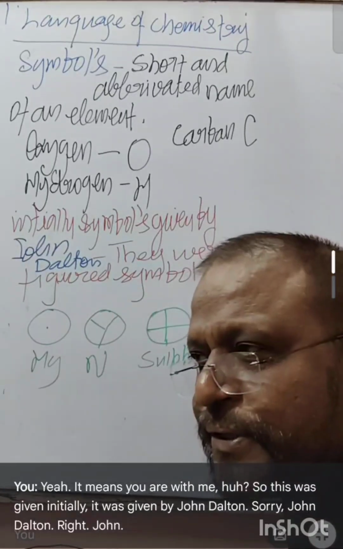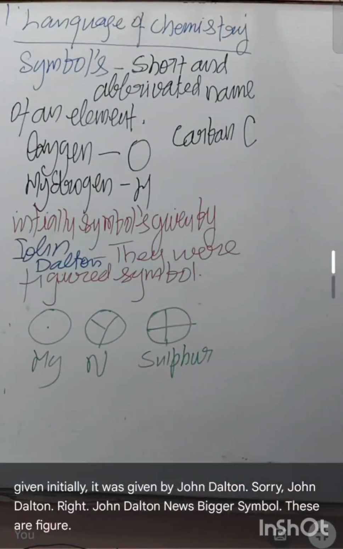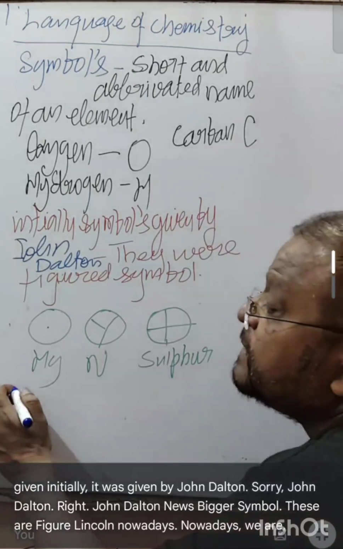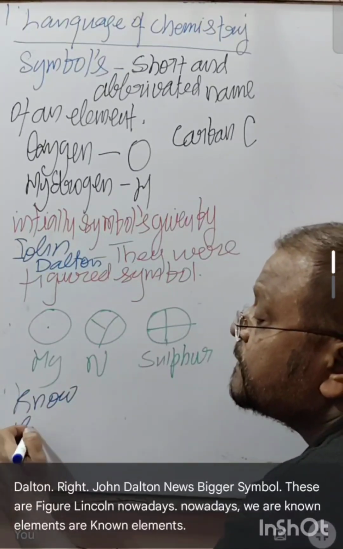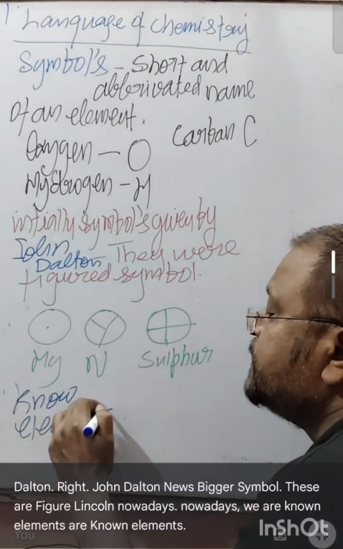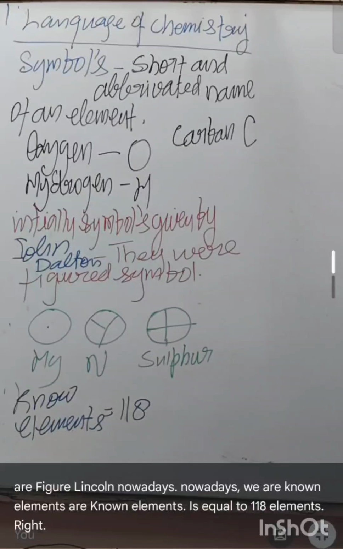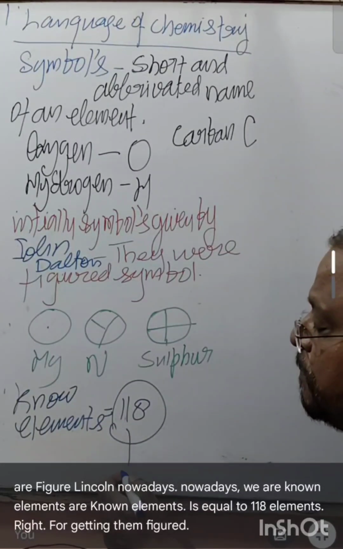John Dalton used figured symbols. These are figured. But nowadays the known elements number 118 elements, right? For all of them, figured symbols are not possible.